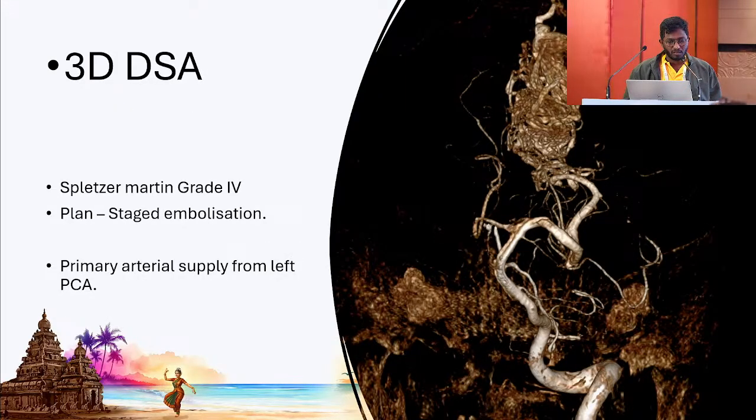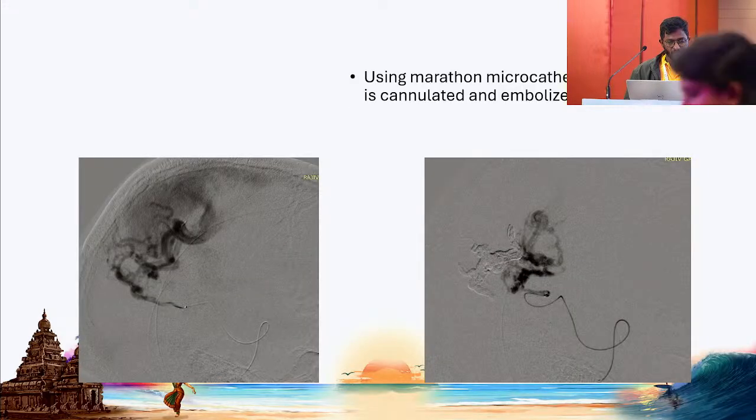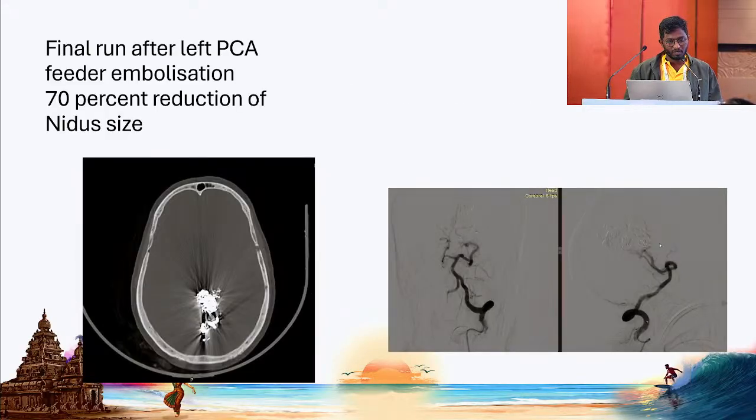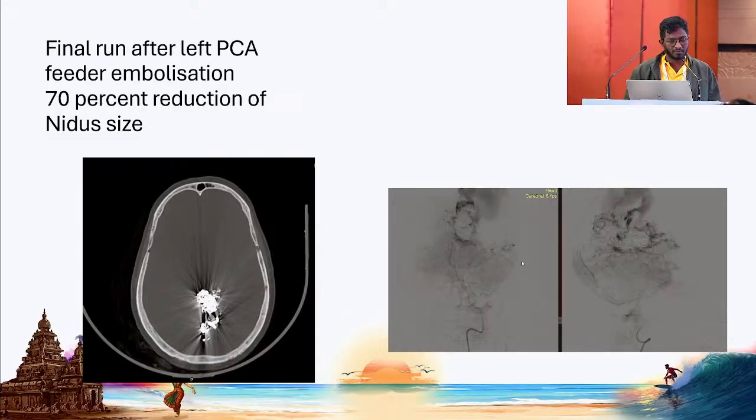This is the 3D DSA image. We planned for staged embolization. After the Onyx flowed into different nidus compartments, when the reflux was more, we just pulled the microcatheter and it started filling half of the nidus anteriorly also. This is the final run, showing around 50 to 70% reduction in the nidus.